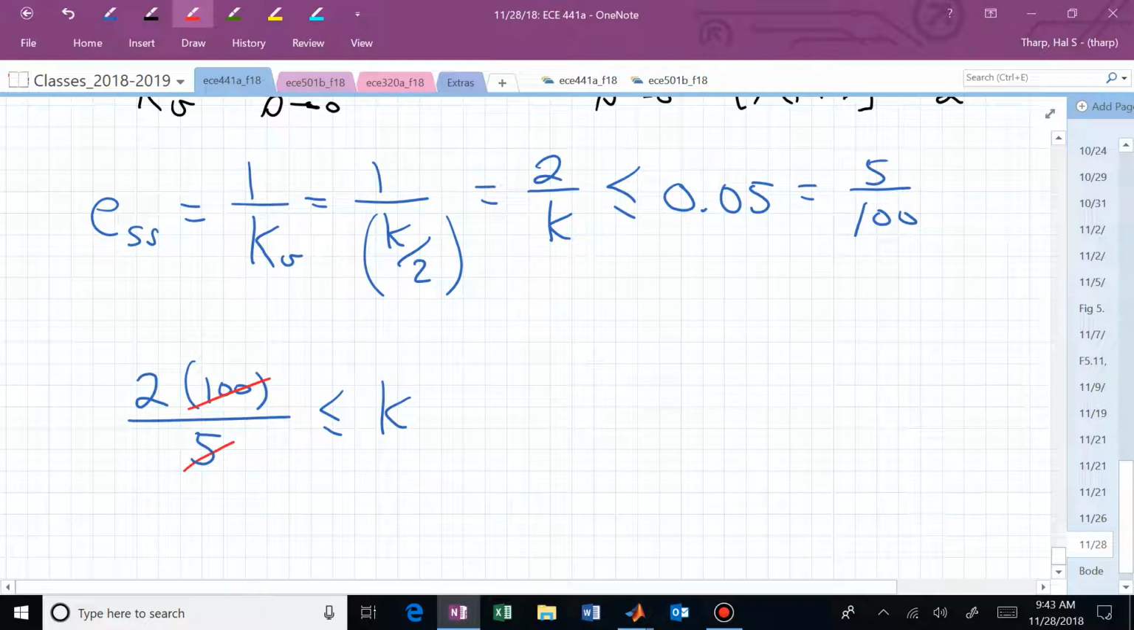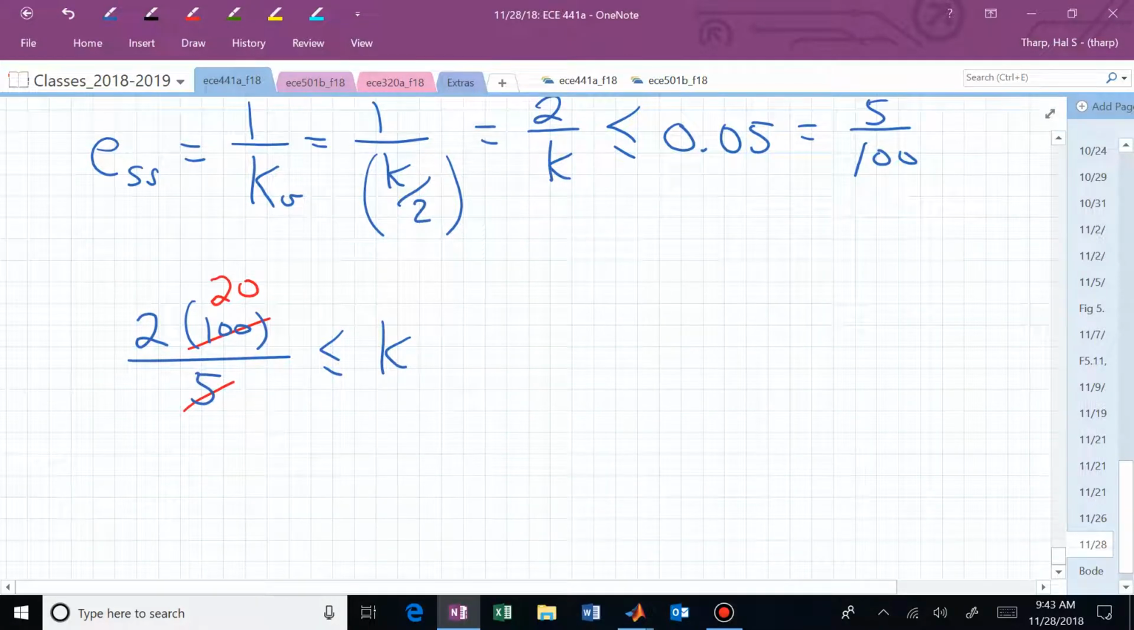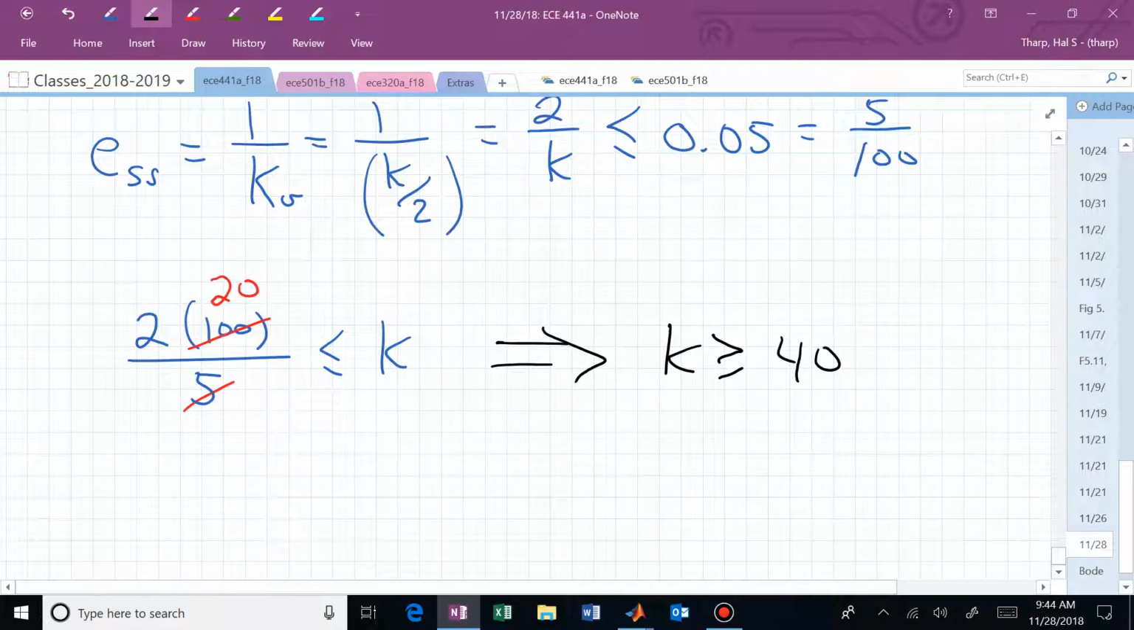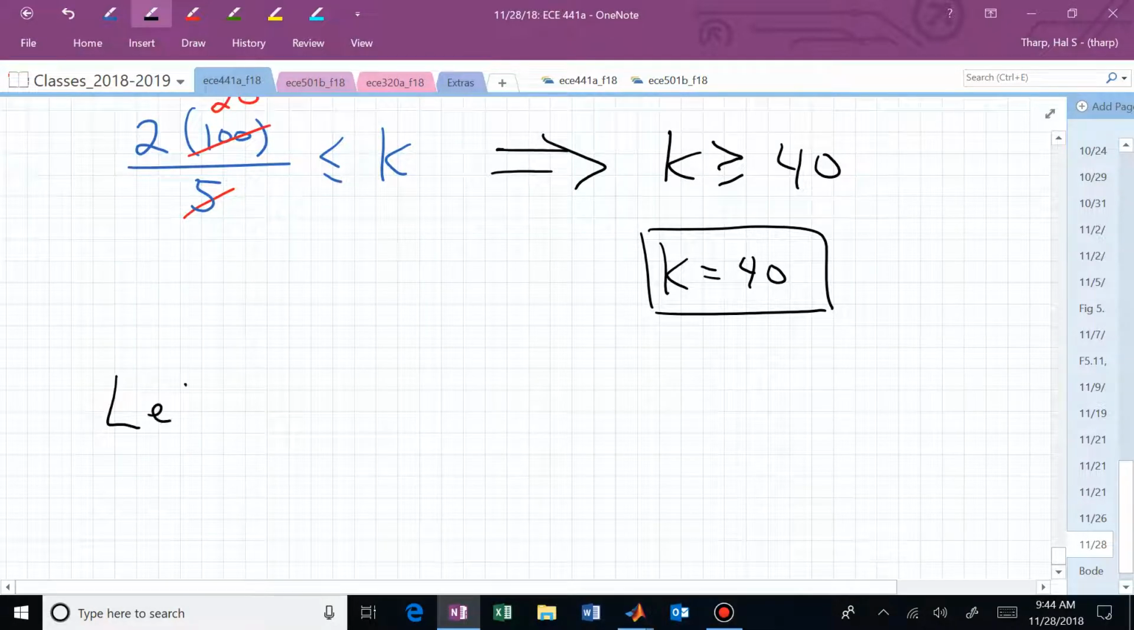The final may not be this convenient for hand calculations. That's why I'm suggesting to bring a calculator. K now is bigger than 40. Well, let's not get too hung up on bigger than. Let's just let it be equal to 40. So now we have K equal to 40 in our system.